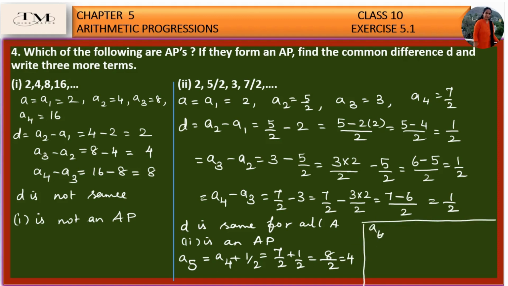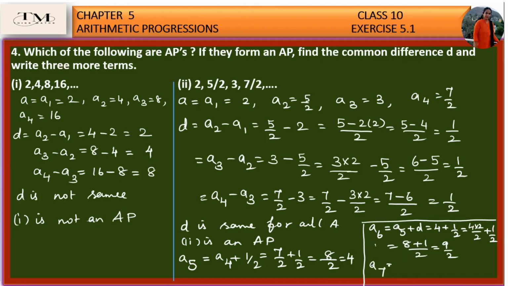Next A6. A6 is equal to A5 plus D. What is A5? A5 is 4. So 4 plus 1 by 2. So you have to make it as 2 in the denominator. So it is 4 into 2 divided by 2 plus 1 by 2, which is equal to 4 into 2, it is 8, plus 1, divided by 2, which is equal to 9 by 2. So A6 is equal to 9 by 2.